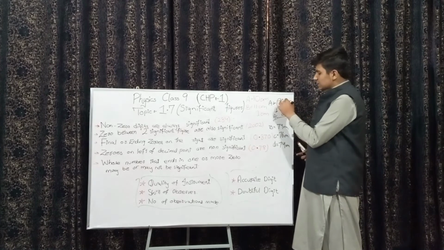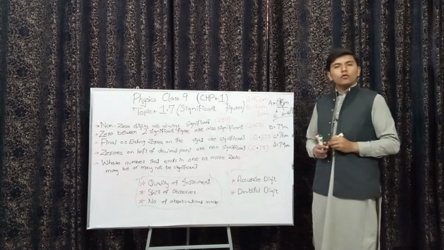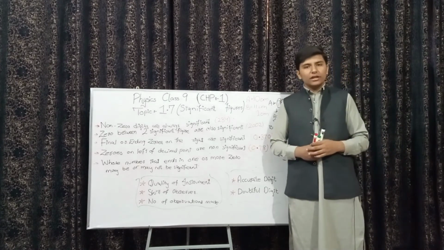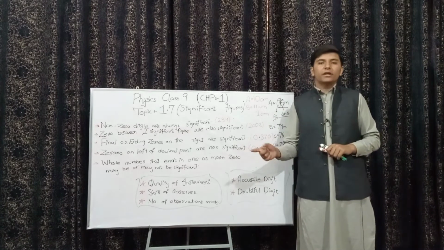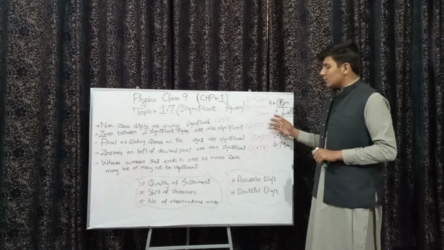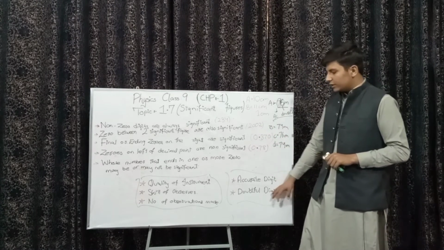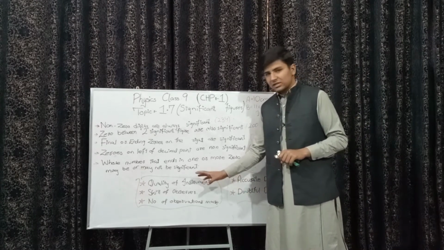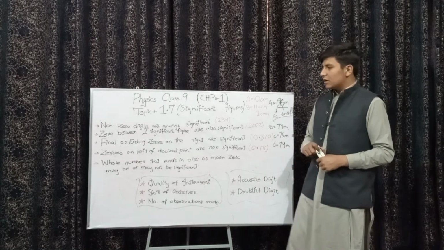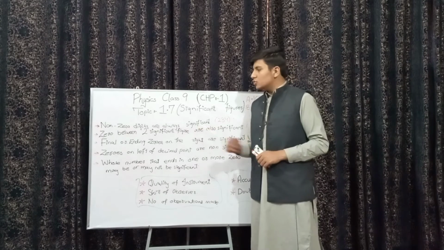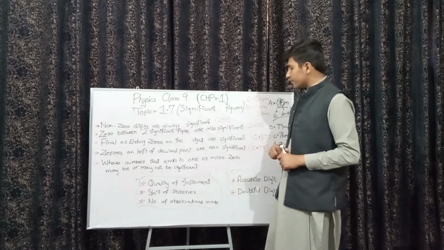That's why it will be known as the doubtful digit. Doubtful digit means that we still have a doubt in it. It is not clear whether it is exactly the same measurement or it can be changed. So these were the accurate digits and doubtful digits. Now, how can we find out the significant figures? What are the rules of finding out the significant figures?